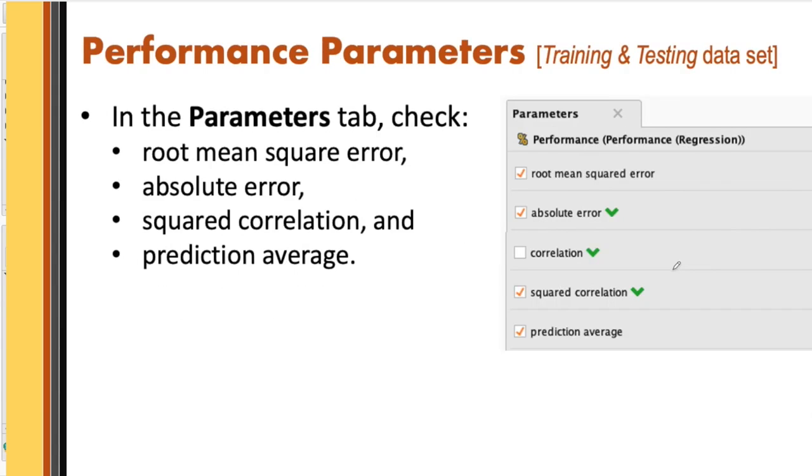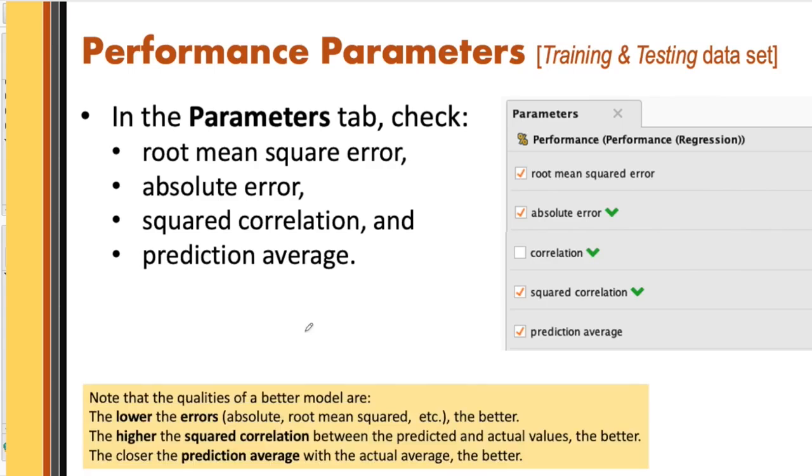These are the ones in the parameter tab. We may use the root mean square error, the absolute error, the squared correlation, the prediction average. So what are these for? The lower the error, the more accurate the model is. Next, regarding correlation, the higher the correlation, meaning the closer the squared correlation to 1.0, the better it is. Next, the prediction average: the closer the prediction average is to the actual average of the values, in that case the total interactions, the better.